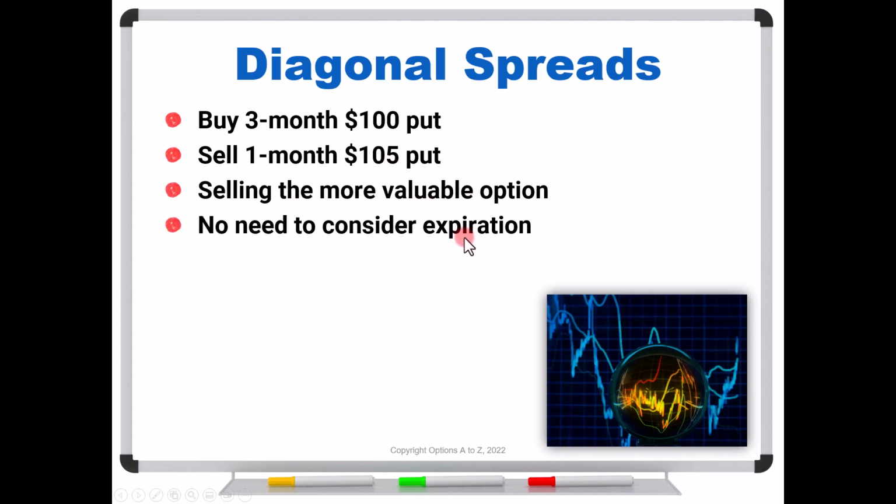So once again, there's no need to consider the expiration. Regardless of the expiration, this is dictating the bullish or bearish nature of the strategy. So now just ask yourself, what are you doing with it? You're selling it. You are selling a put. And when you sell a put, that is a bullish bias. So I can tell immediately that this diagonal spread has a bullish bias.